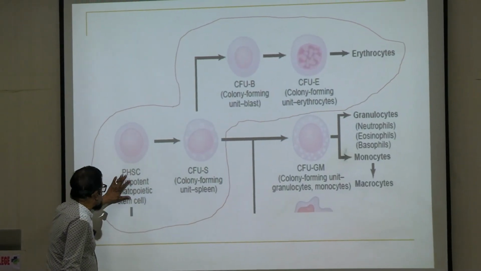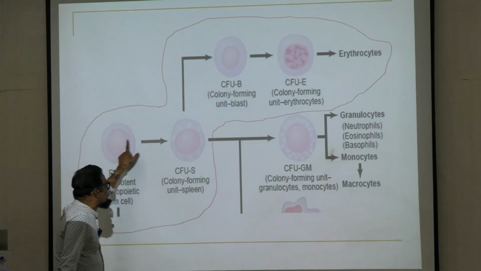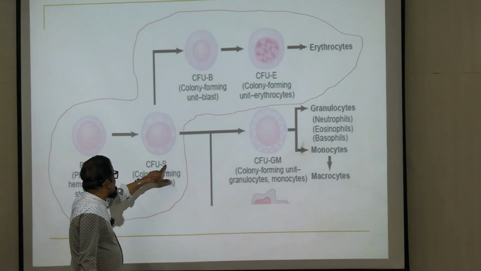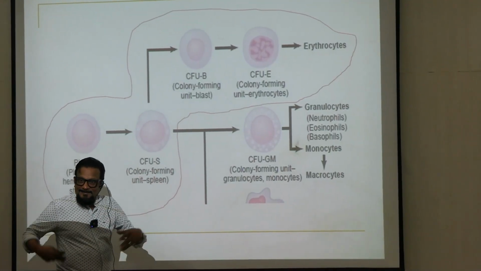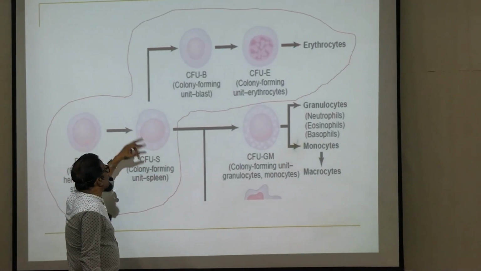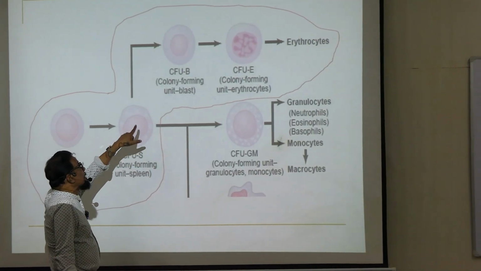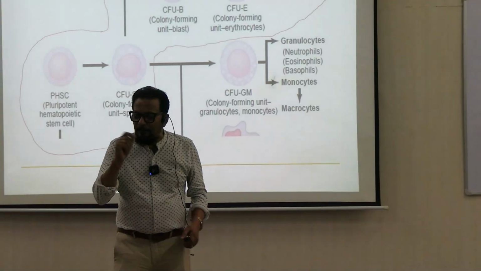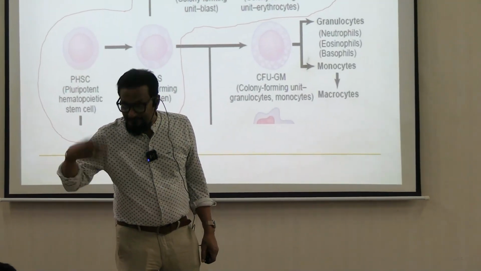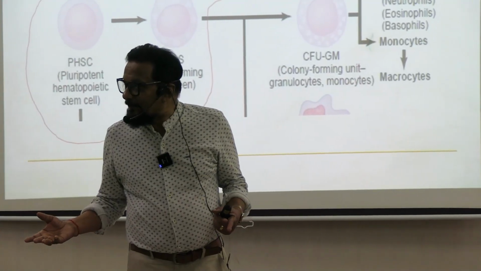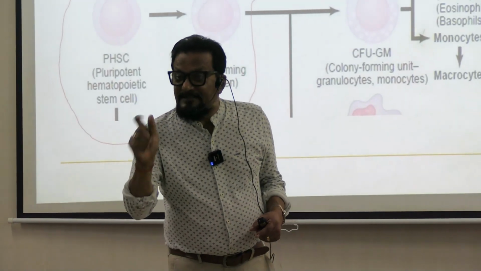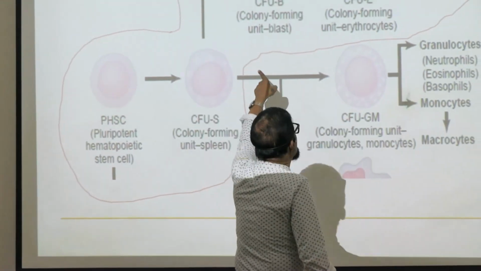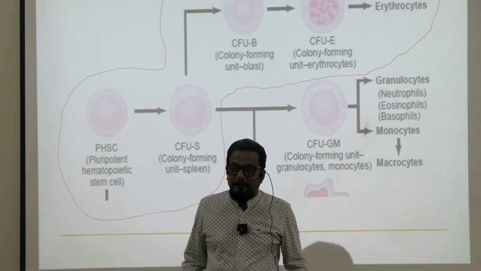Now it will be dividing. They will be dividing into this. What is this? Colony forming unit spleen, when it is in the embryonic stage. And it will be divided into colony forming unit blast cells, burst. Whenever you find burst, it means they are capable of dividing. They can divide. But when you find a site, that means it has stopped. So from this we will get CFU, colony forming unit.